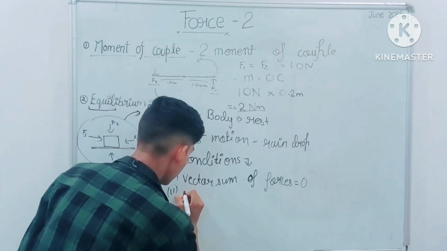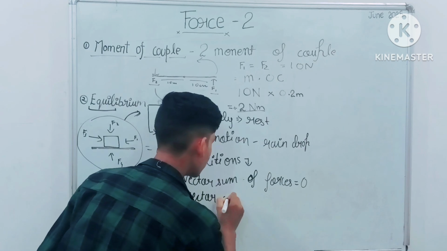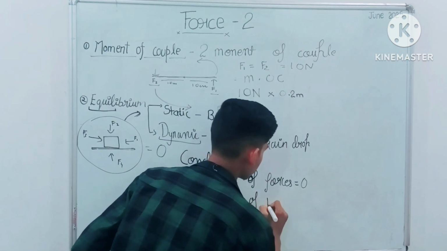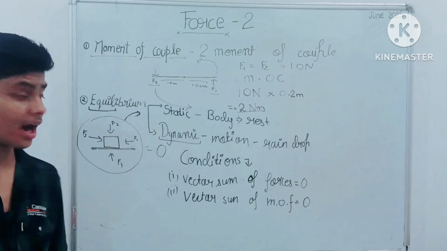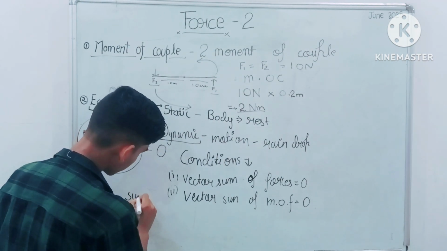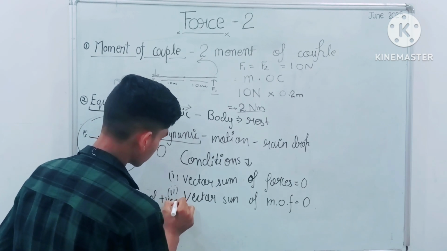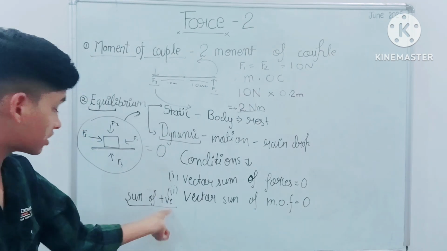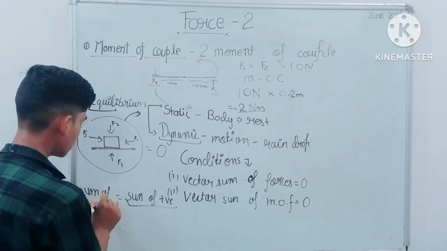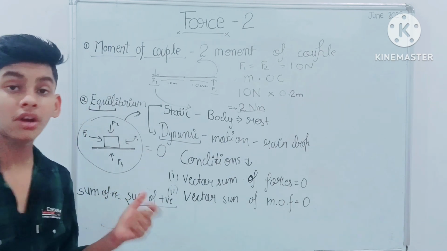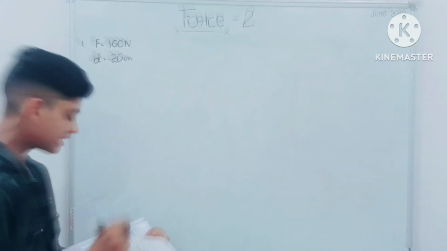Now second is vector sum and algebraic sum of moment of force is also equals to 0. How? The sum of anti-clockwise moments, OK, anti-clockwise moment is positive, right, is equal to the sum of clockwise moments. Now we will take some questions and you can see the question.